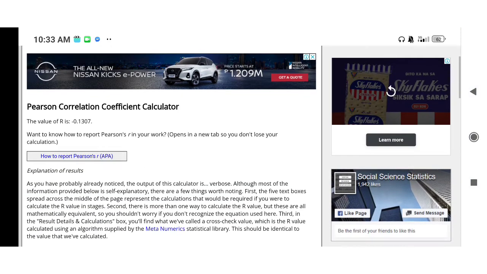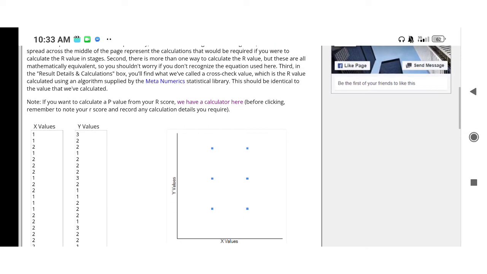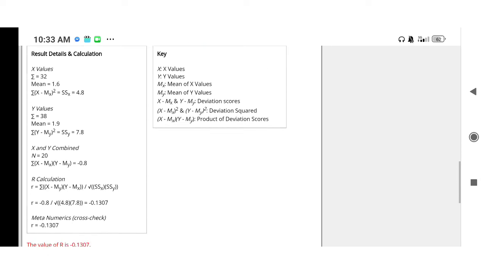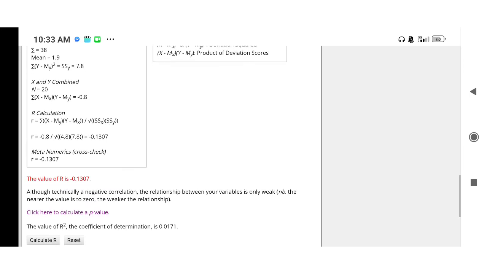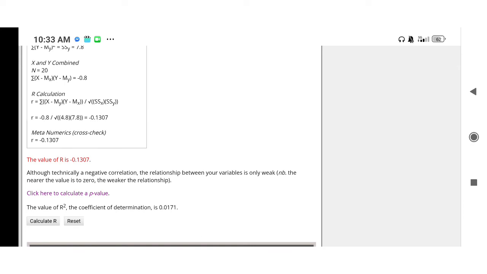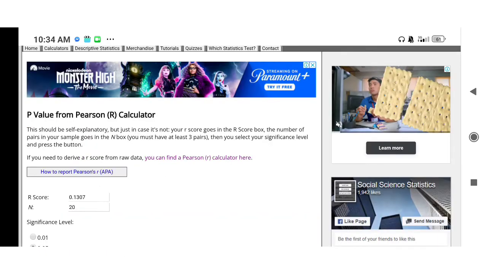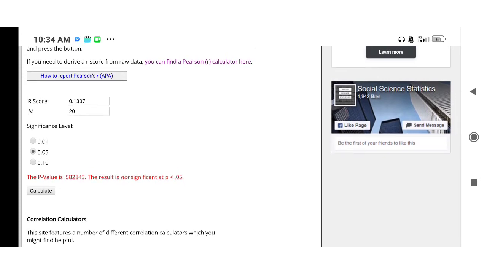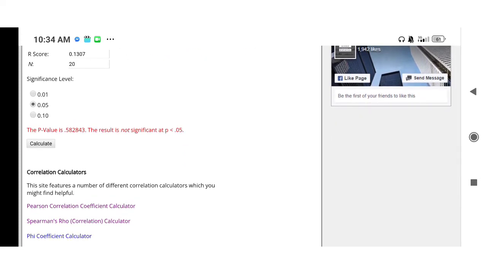So we are now here in the Pearson correlation coefficient calculator, and we already pasted the values for x and the values for y. So the results, the value of r is equal to negative 0.1307. So the correlation between the two variables is only weak. For the p-value from Pearson R, the significance level is set to 0.05, and the p-value is 0.582843. So the result is not significant at p less than 0.05.